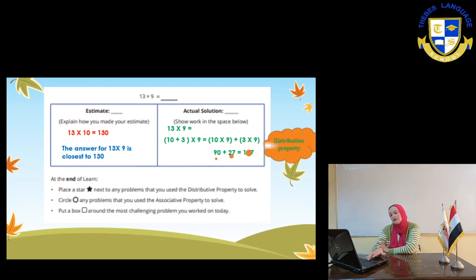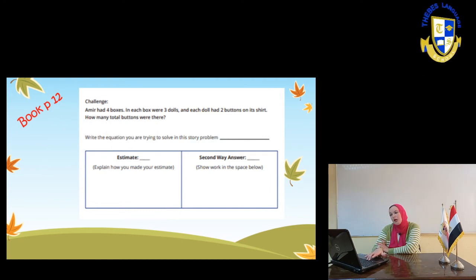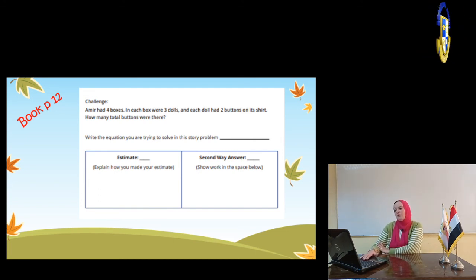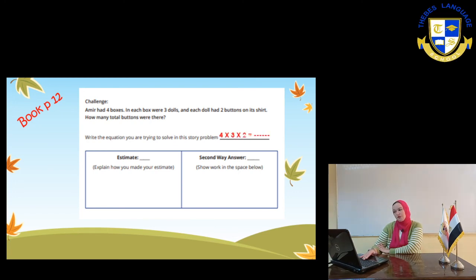Okay, in the next page, Amir had 4 boxes. In each box were 3 dolls and each doll has 2 buttons on his shirt. How many total buttons were there? Write the equations. Our equation will be 4 times 3 times 2.